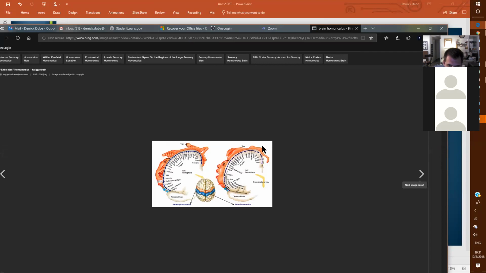So if you can see here, this is your sensory versus your motor homunculus. The size of these represents how much area is taken up processing information for that area. So that's the brain homunculus that you can look up. I just wanted to go over that.